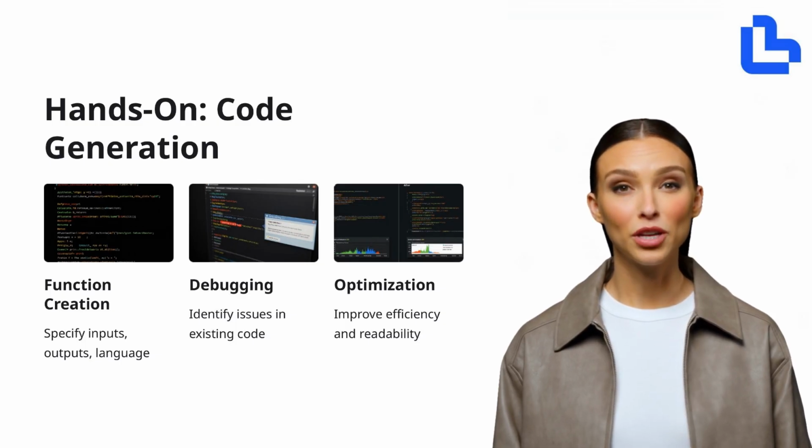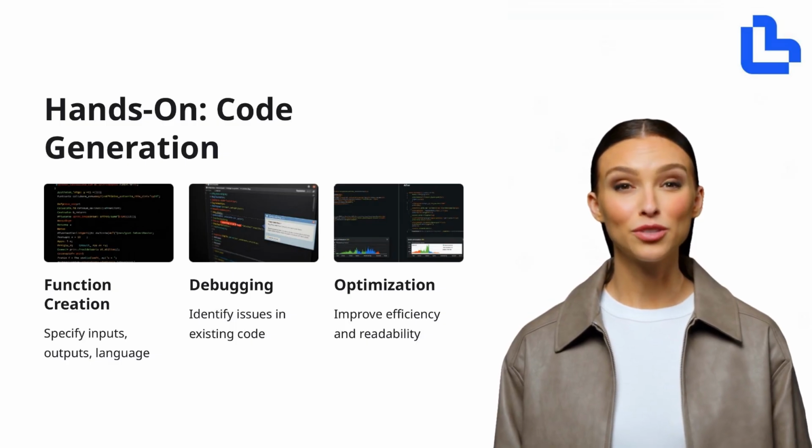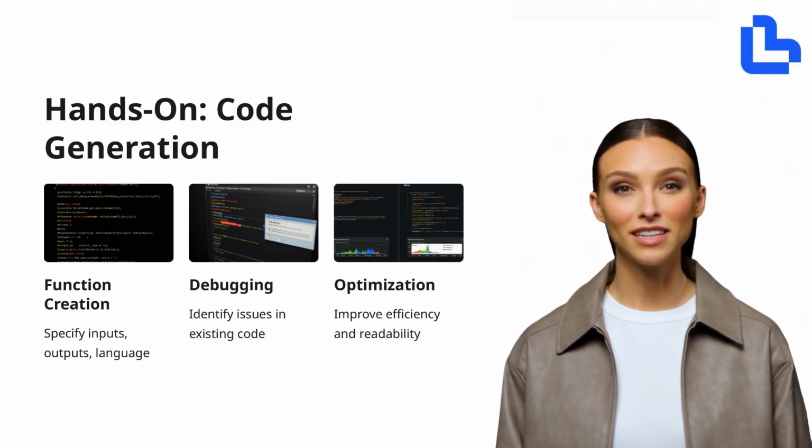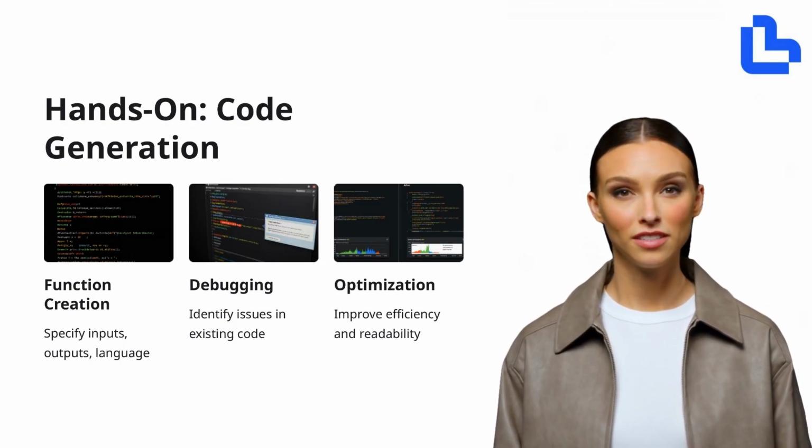The more specific you are, the more accurate and usable the code will be. Next, use AI for debugging. If you have a piece of code that's not working, paste it into the prompt and ask the AI to identify the issue. You can say, here's a JavaScript function that's throwing an error. Can you help me fix it? The AI will analyze the logic and suggest corrections.